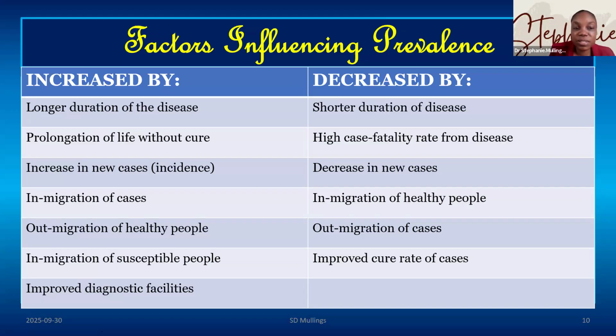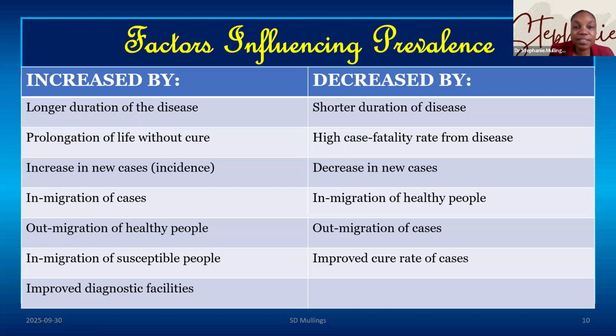And of course, we see improved diagnostic facilities. If we're able to identify at a greater rate or faster rate number of persons with the illness, you will see over time that the prevalence will also increase, especially if it is not a condition that is either self-limiting or can be cured.